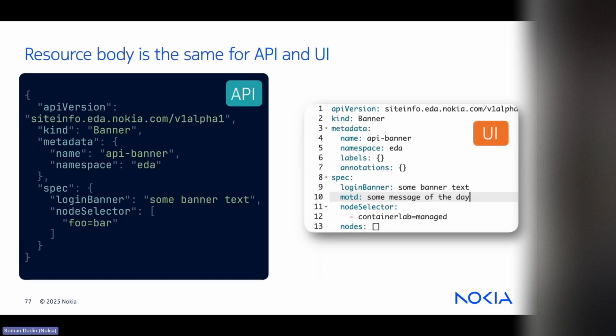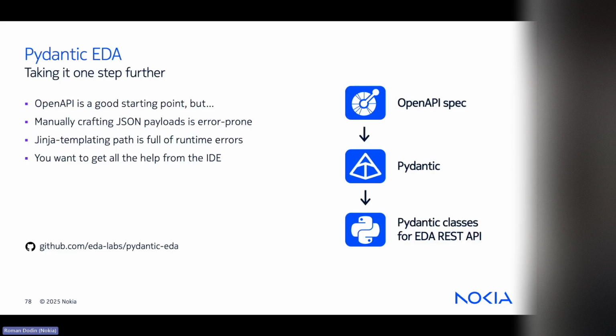Now the resource, I talked about this. Yeah, it's exactly the same. In the UI, you have this YAML file. In the API, it's just the same data, but in JSON format, because we deal with the REST API and the payload needs to be JSON serialized. But it's a one-to-one match.